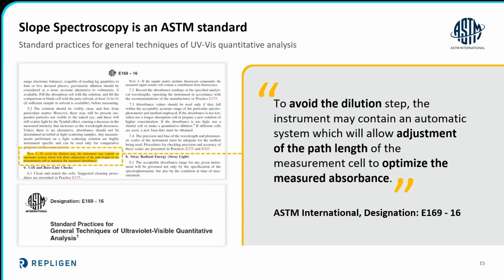The instrument may contain an automatic system which will allow the adjustment of path length of the measurement cell to optimize the measured absorbance. This is slope spectroscopy and the variable path length technique being written into a quality standard. So certainly the adoption of our technique throughout the industry is now very well known.